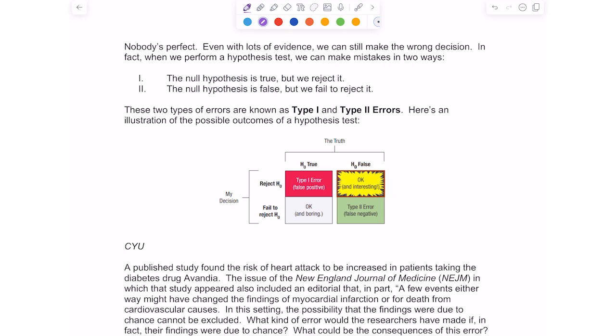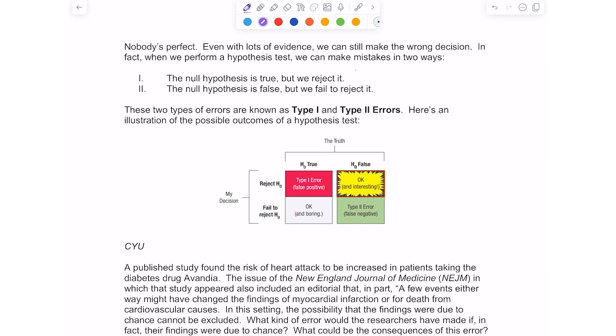In this video, we're going to look at type 1 and type 2 errors. So no one is perfect. Even with lots of evidence, we can still make wrong decisions. In fact, when we perform a hypothesis test, we can make mistakes in two ways.